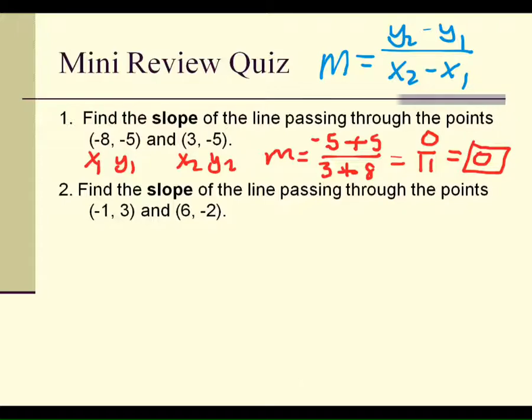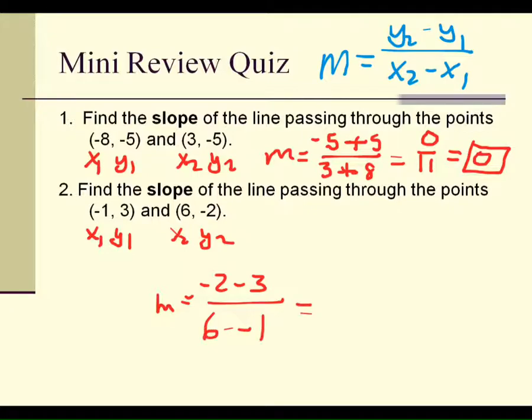Yeah. So then the second one, you're doing the same thing. Again, doesn't matter which one you call first and second. Let's just do it in the order they are. So I would take -2 minus 3 divided by 6 minus -1. -2 minus 3 is -5. Double negative down there becomes a plus. I get -5/7. How many of us got both those?